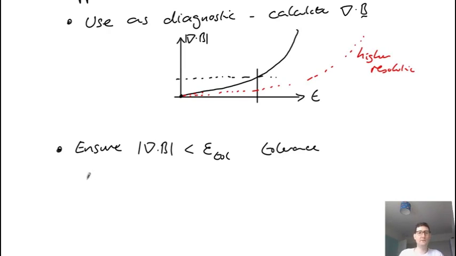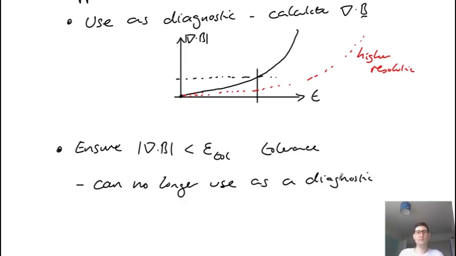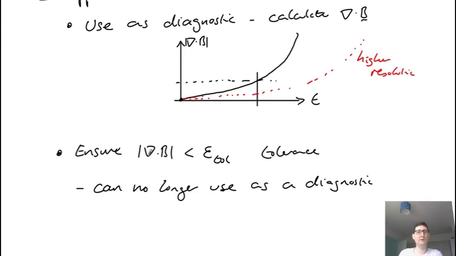The downside of doing this is that you can no longer use it as a diagnostic. Because you're essentially forcing this to be 0, you can't really test whether it is 0 and use that as a diagnostic for how good your simulation is. You should still monitor this and test it to see if your cleaning method is working, but it's no longer a good diagnostic for when your code is breaking or not giving accurate results.